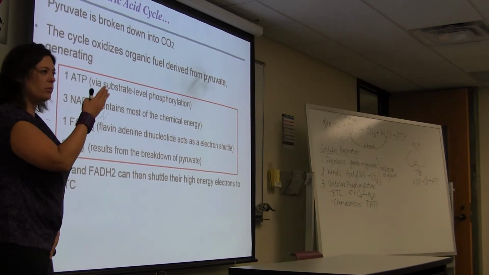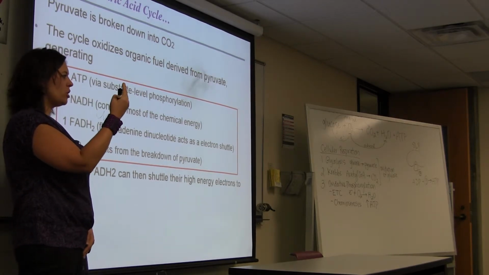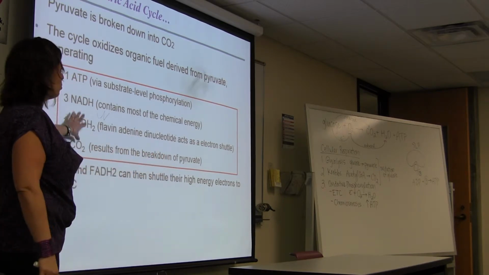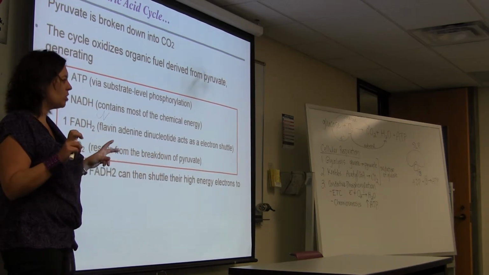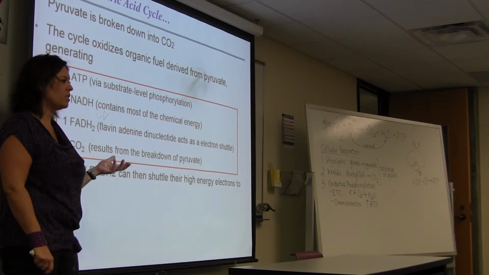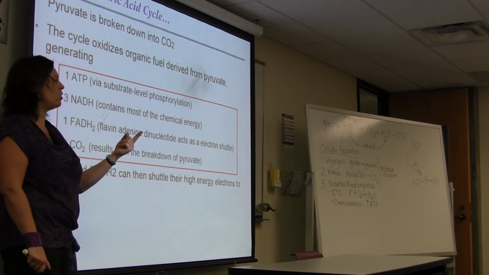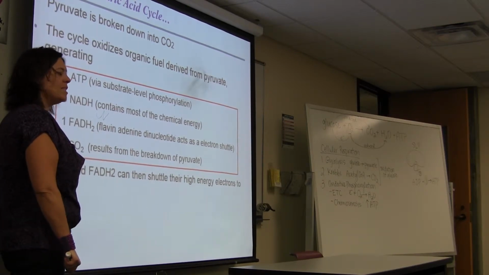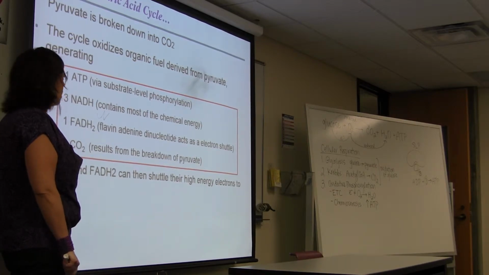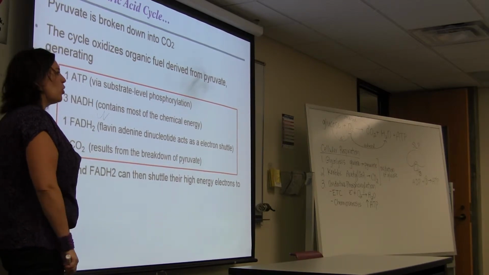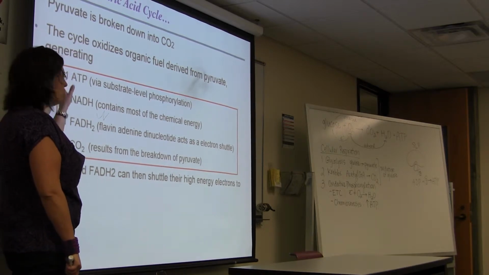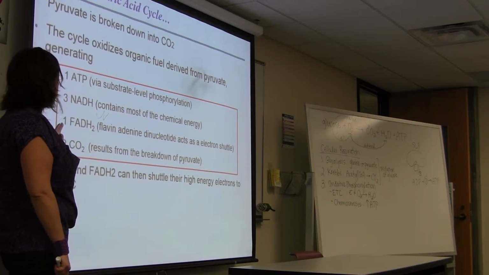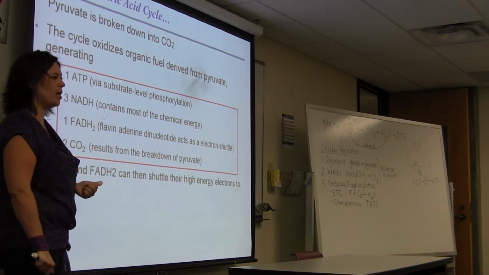Because remember, when you're starting with glucose, you're just starting with 1 sugar. But glycolysis breaks it in 2, so now you've got 2 parts. And so you can give the products as per molecule of glucose or per molecule of pyruvate, because 2 pyruvate is equivalent to 1 glucose. And so this is per 1 pyruvate. On the test, if I say, what are the products of the Krebs cycle per 1 molecule of glucose, then you would just double these. All right, so it would be 2 ATP, 6 NADH, 2 FADH2, and 2 carbon dioxide.